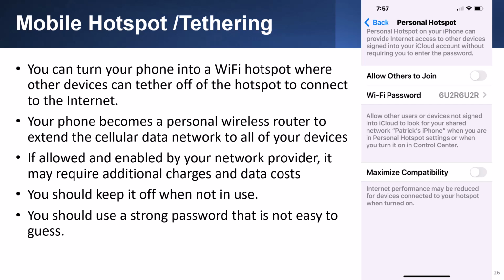You can turn your phone into a Wi-Fi hotspot where other devices can tether off of the hotspot to connect to the internet. Your phone becomes a personal wireless router to extend the cellular data network to all of your devices. If allowed and enabled by your network provider, it may require additional charges and data costs. You should keep it off when not in use. You should use a strong password that is not easy to guess.